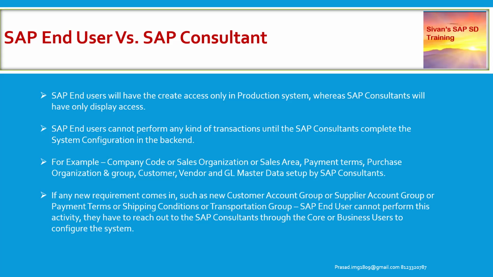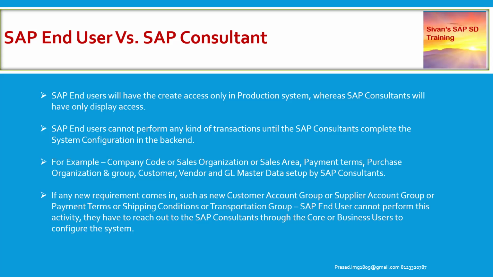If any new requirement comes in, such as a new customer account group or supplier account group, payment terms, shipping conditions, shipping point or transportation group, the SAP end user cannot perform these kinds of activities. They have to reach the SAP consultants through their core or business users to configure the system.